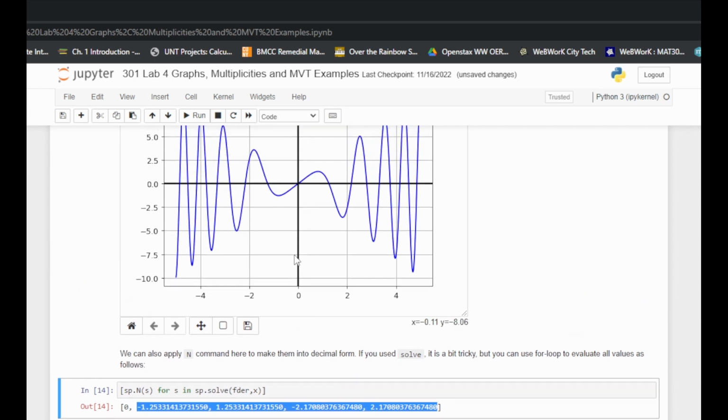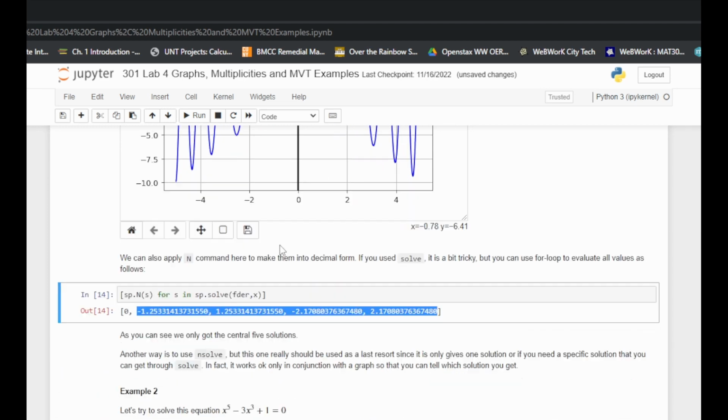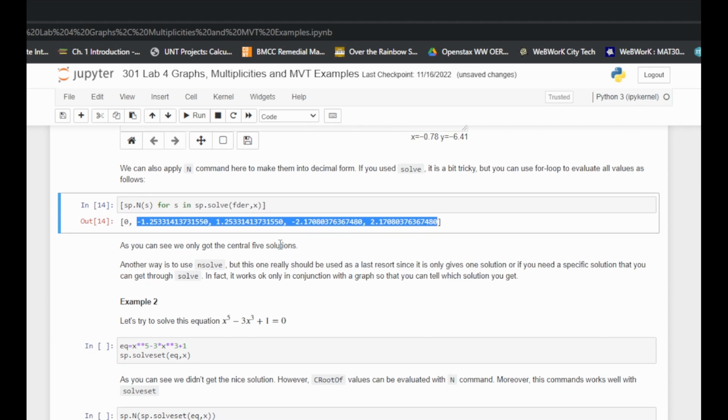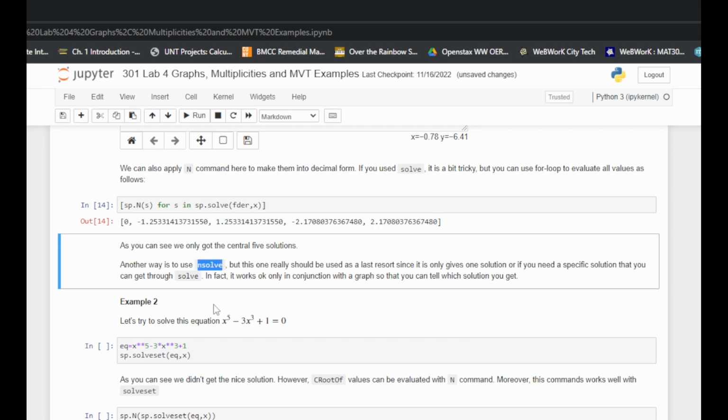So now by looking at the graph, you can confirm that the 5 solutions we got are the middle 5 solutions. And we can't really get the rest of it. The only way really to get the rest of it is to maybe use nsolve command. But remember, it will only give you one of the solutions each time. So you would have to use it together with the graph to figure out which solutions you are getting.